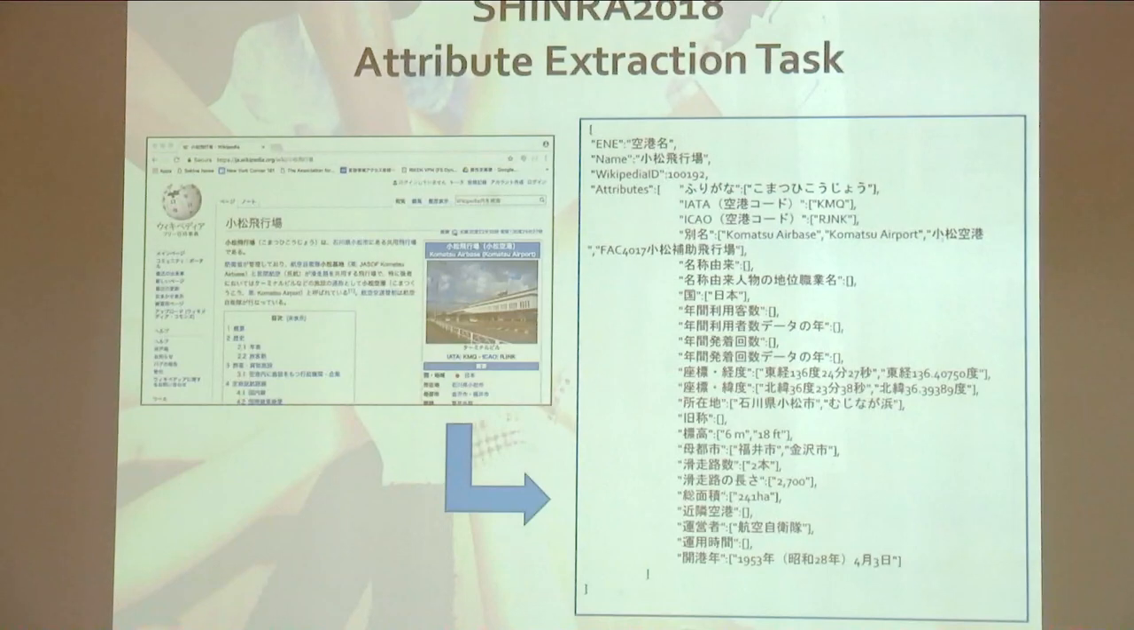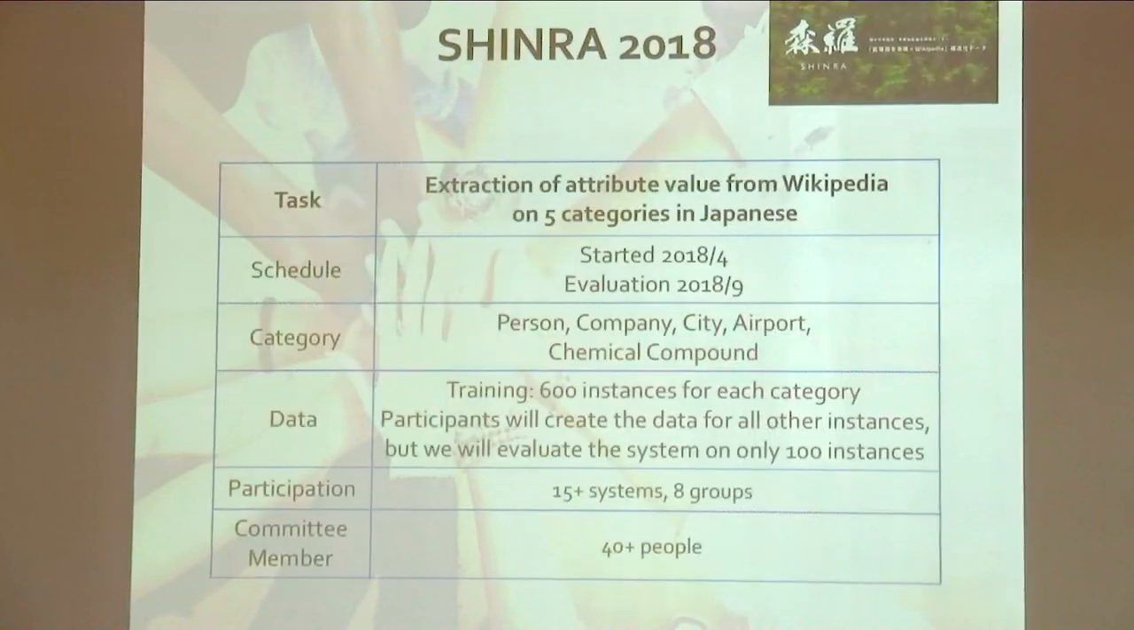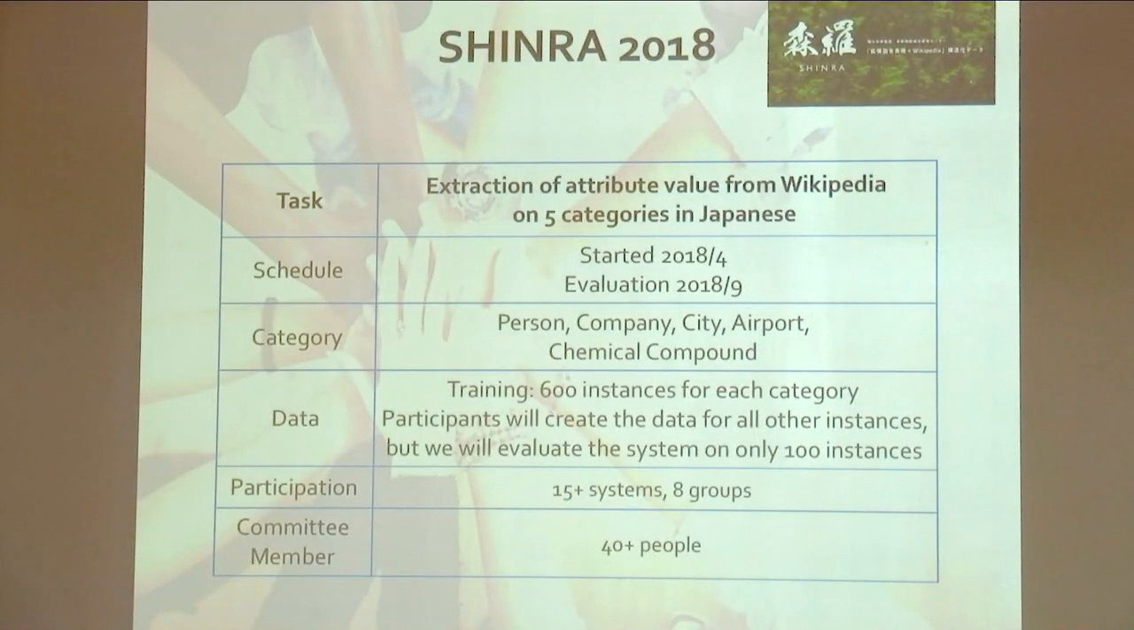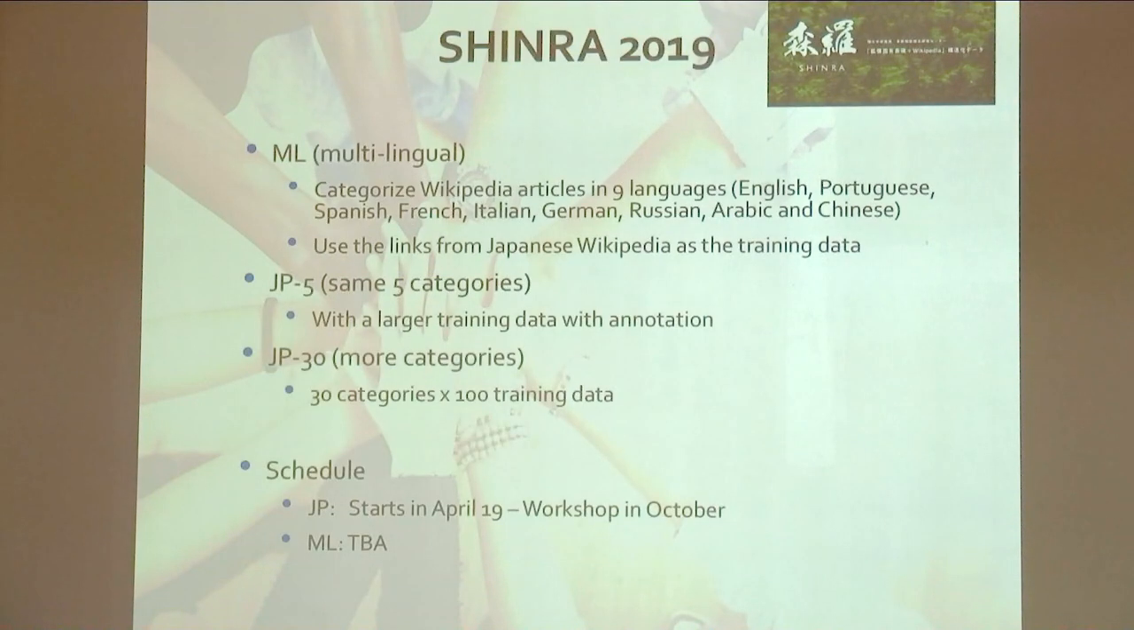Okay, so the task itself is just like this. From the Wikipedia page, we extract attributes and values. In 2018 in Japan, this is for the Japanese task, we created it on the person, company, city, airport, and chemical compound domains, and we extracted the attributes. And this is a result of ensemble learning. The best system is on the left, on average 51% F-measure, but there was an 11-point F-measure improvement with 8 participants. So this is a great, encouraging result.